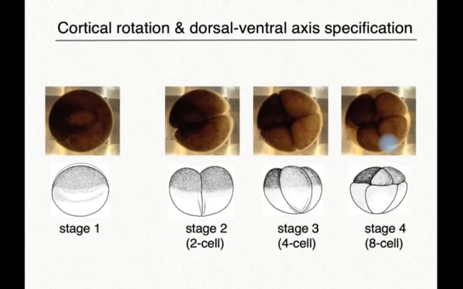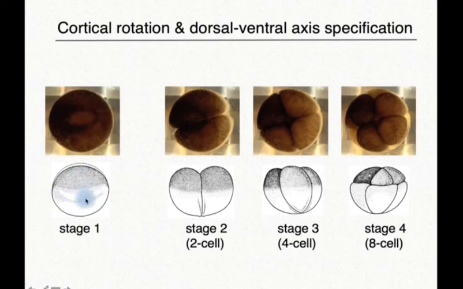Another wild thing I think about cortical rotation is that it happens so early in frog development. On the top here, we have some images of Xenopus that I took. These are looking down on them, so you see the brown half here, so you're looking right down on the animal pole and the animal hemisphere.